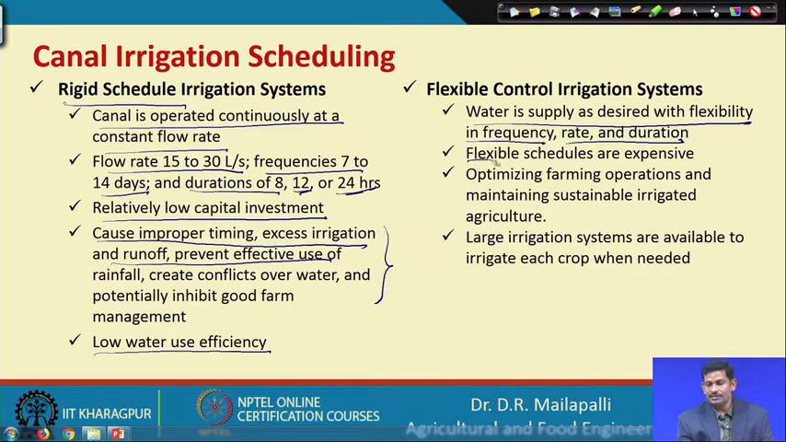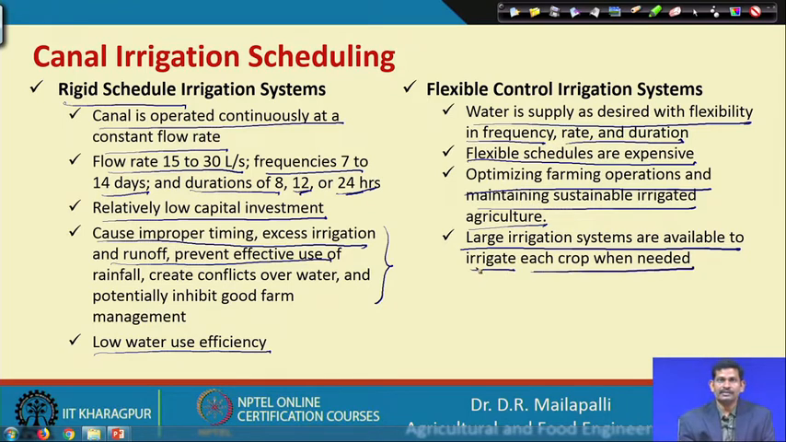Whereas in flexible control, the schedules are expensive because you have to modify the schedules and instruct the stakeholders. It is a little expensive. It helps in optimizing the farming operations and maintaining sustainable irrigated agriculture, and large irrigation systems can irrigate each crop when needed. Since it is demand based, sometimes you have unexpected demand, so you need to cope with that.